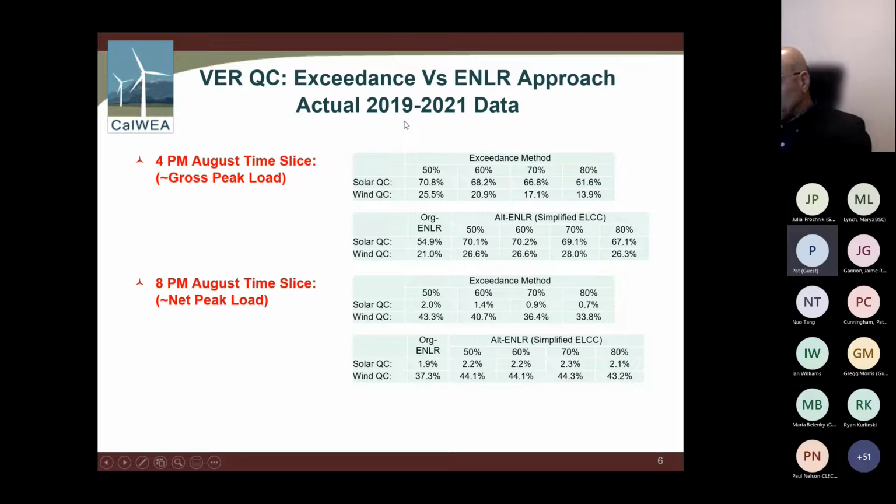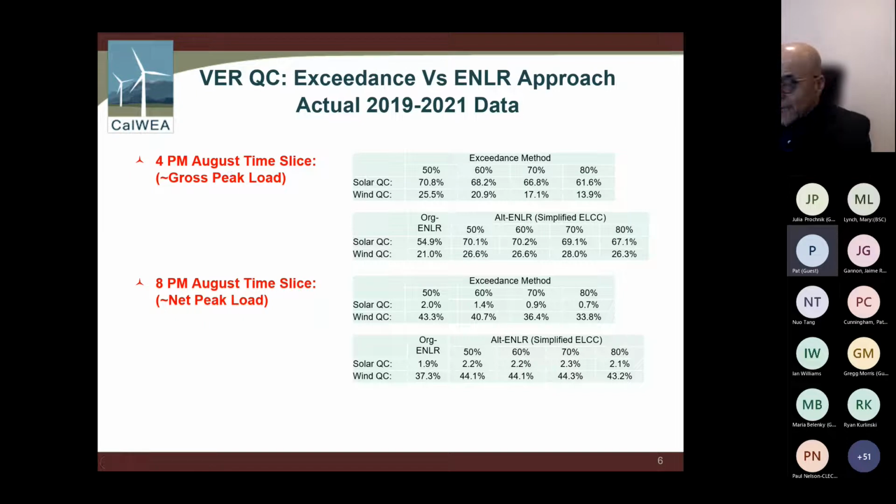Because every year the amount of interconnection capacity changes, and by the fact that it changes, it makes a difference on how to calculate the numbers, whether you use exceedance method or ESLR method. If you use the exceedance method, these are what we see for 4 p.m. August time slice.